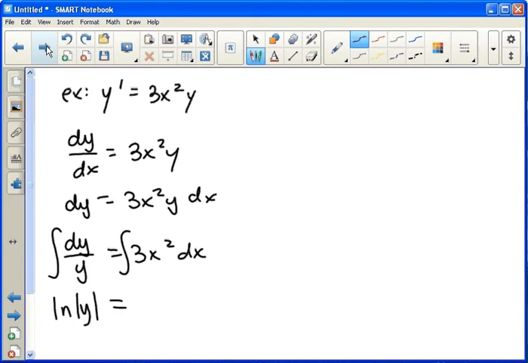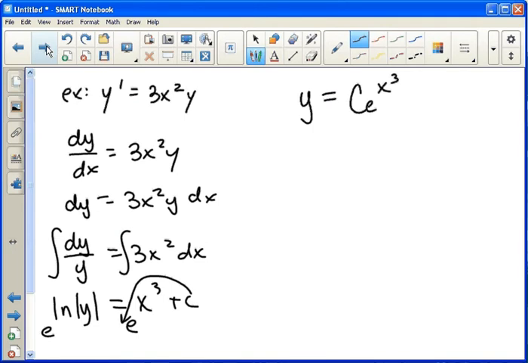So both sides need to be raised as powers of e. e raised to the natural log of y just gives you y. And if you remember, we talked about how this c comes down front, and we'll write it as C e to the x cubed.